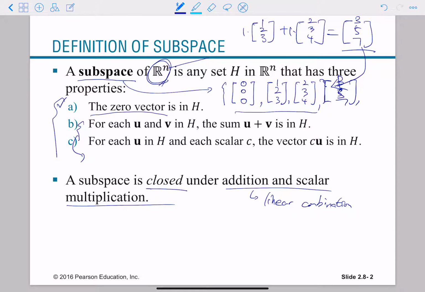You can set any other linear combinations like these, and the resulting vector should also be contained in our subset of vectors, so that it can be a subspace.